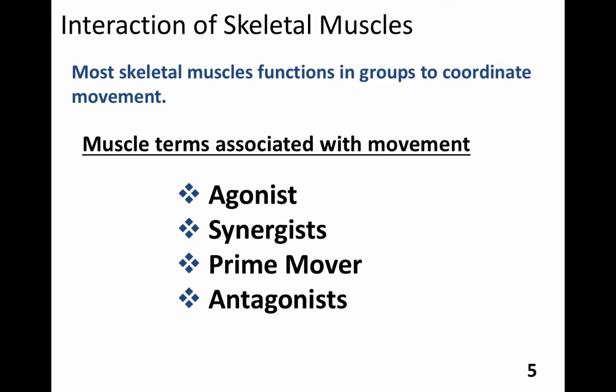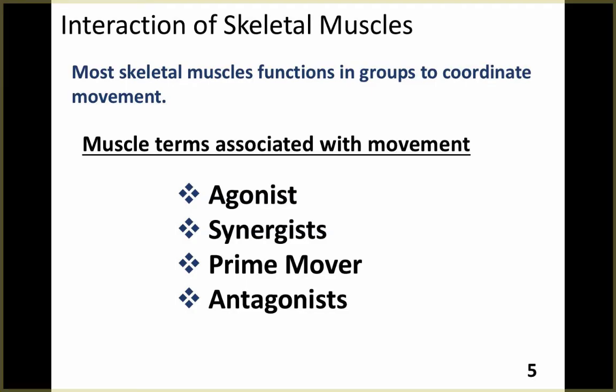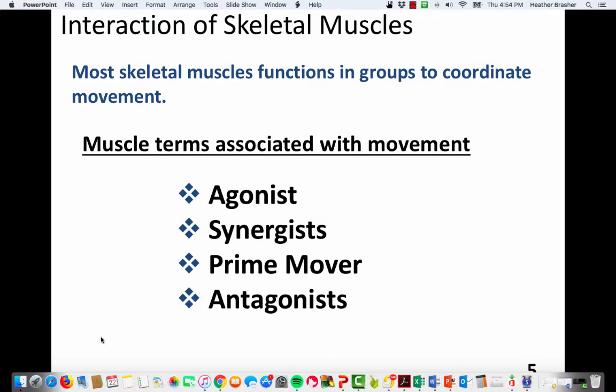When we're talking about movement, most skeletal muscles function in groups of coordinated movement. There'll be more than one muscle allowing movement to happen, and there are very specific terms associated with this movement. You start with what's known as an agonist. An agonist is a muscle that causes movement.